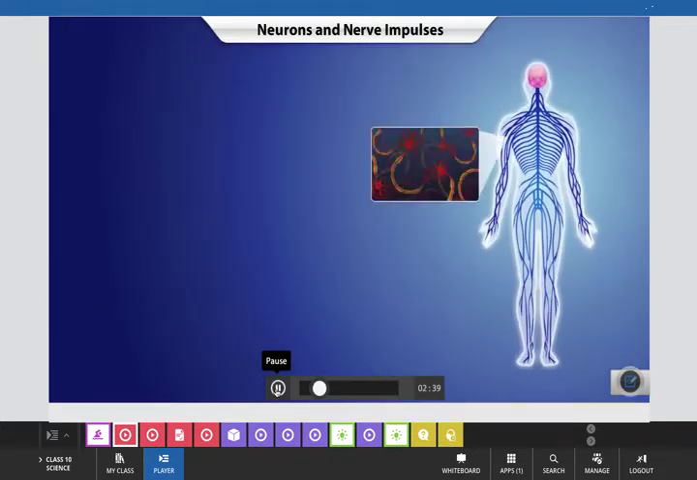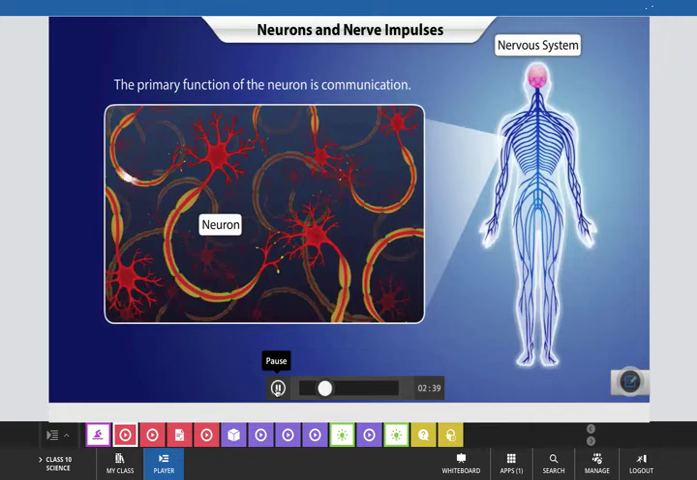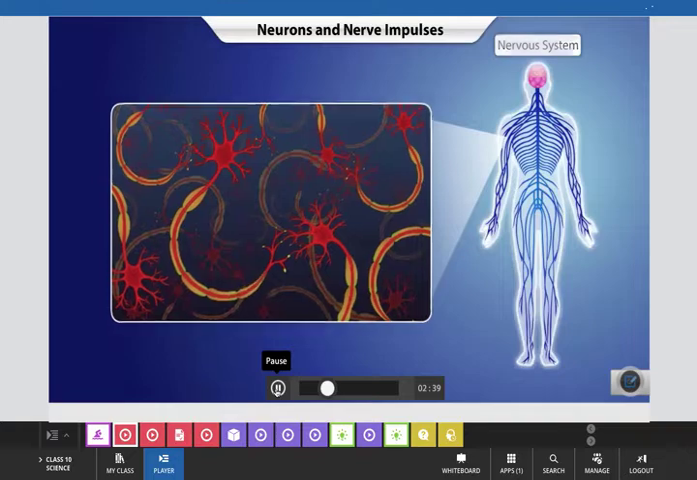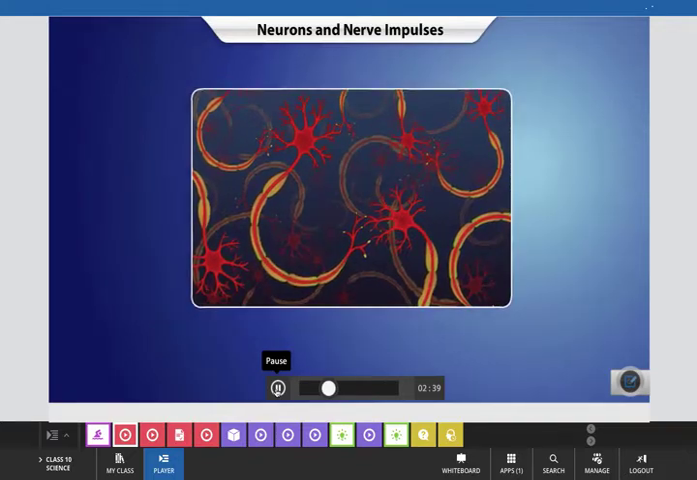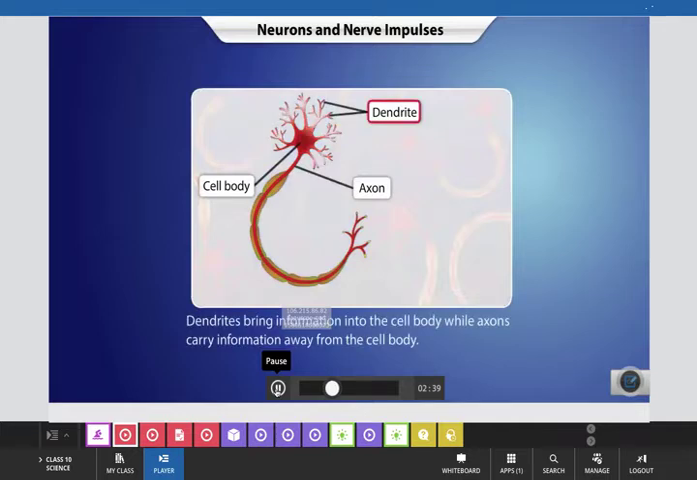At the root of it all is the nerve cell or neuron. Its primary function is communication, which is achieved via a sequence of electrical impulses. A neuron is made up of a cell body, dendrites, and an axon. Dendrites bring information into the cell body, while axons carry information away from the cell body.